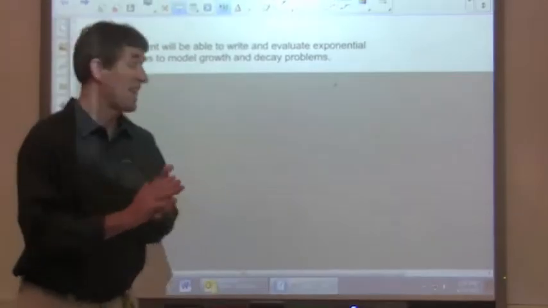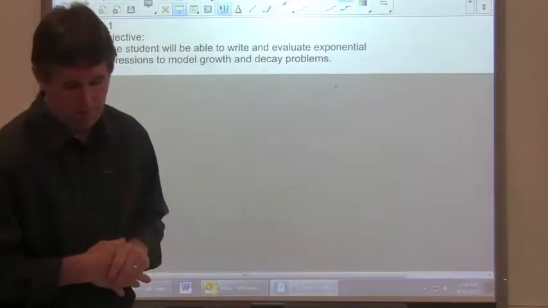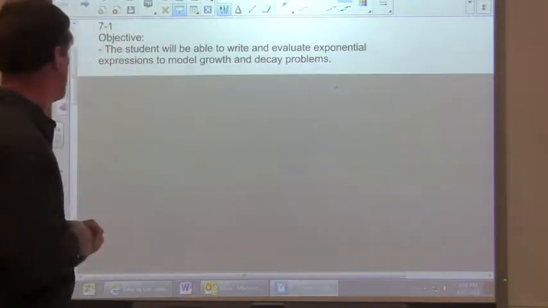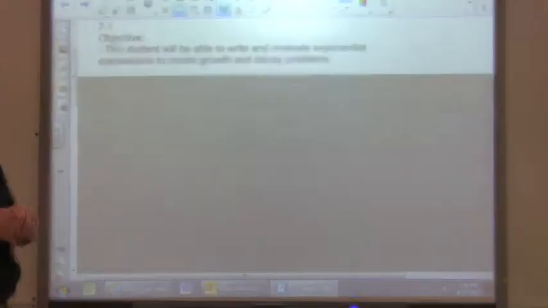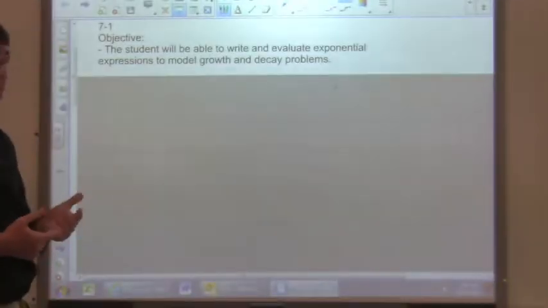So we're starting chapter 7. This is section 7.1, which is on page 490 in your book. Our objective for today is for the student to be able to write and evaluate exponential expressions to model growth and decay problems.